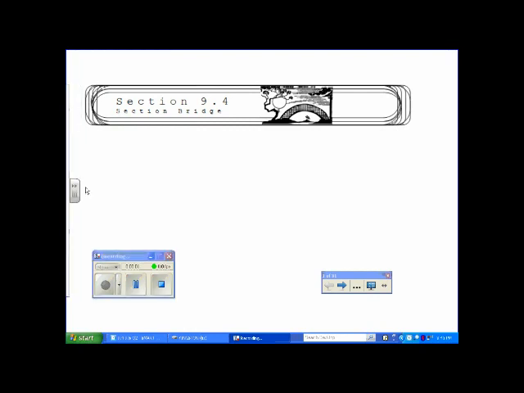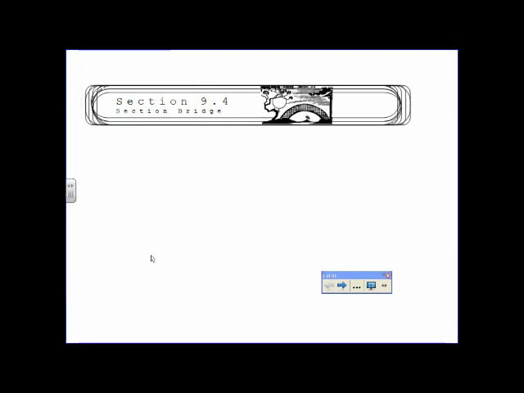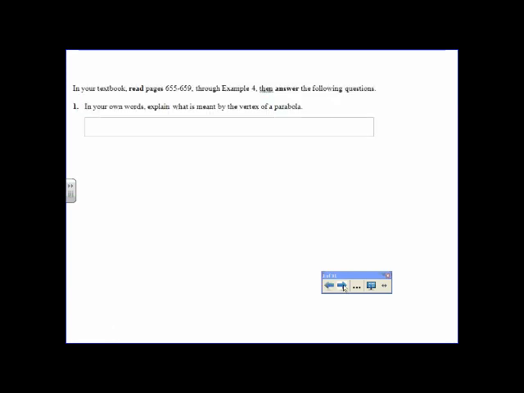Alright, welcome. We're going to take a look at section 9.4 today. And to begin this 9.4 section, we are going to turn to page 35 and talk about a specific kind of graph or shape called a parabola.